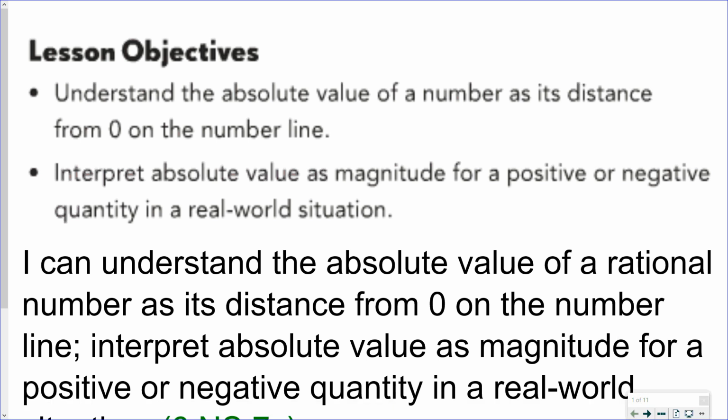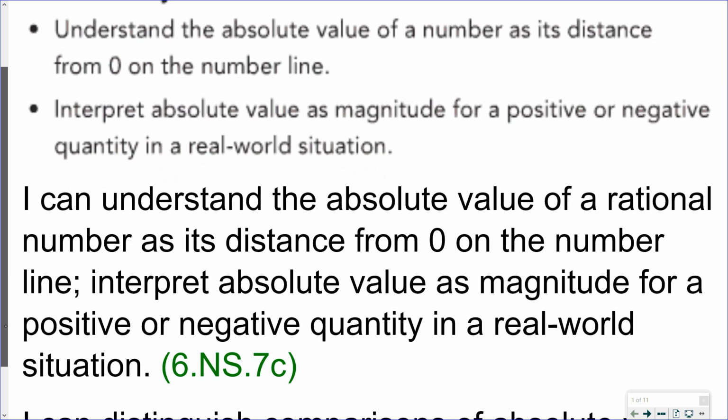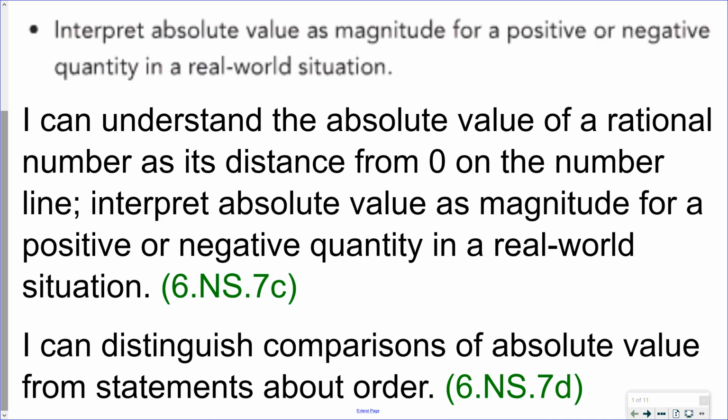Okay, today we will be doing work with absolute value, and here are our lesson objectives. Understand the absolute value of a number as its distance from zero on the number line, and interpret absolute value as magnitude for a positive or negative quantity in a real world situation. So these are the two standards that will be addressed in today's lesson dealing with absolute value.